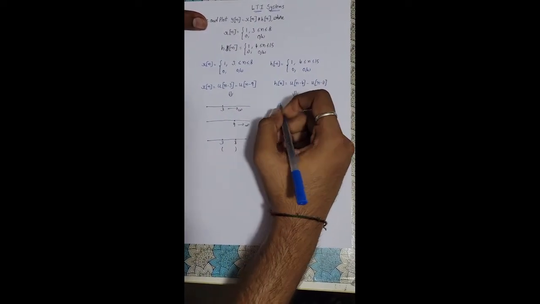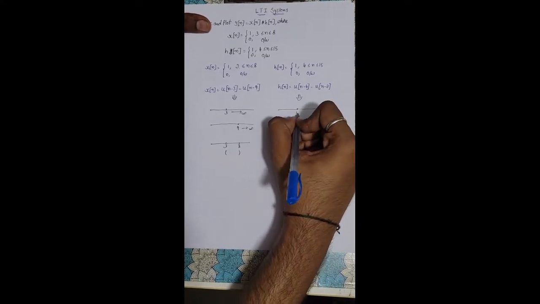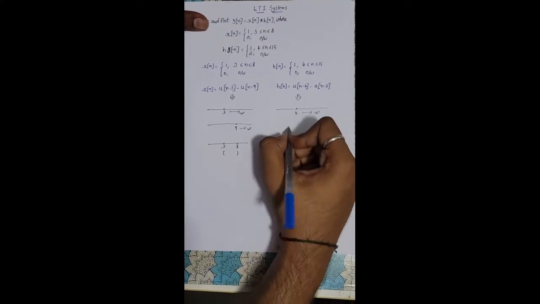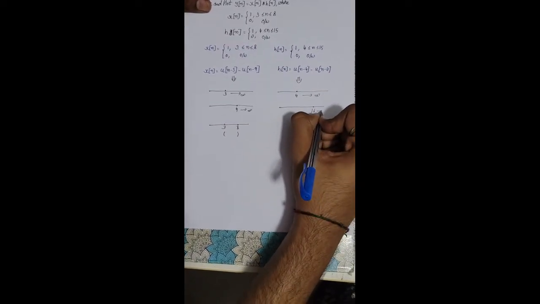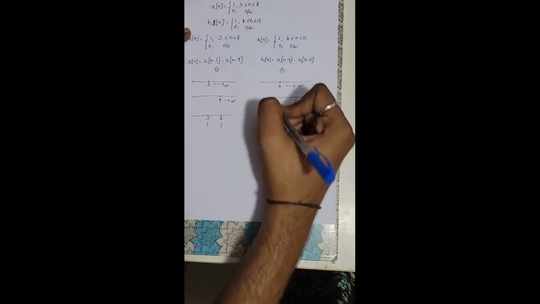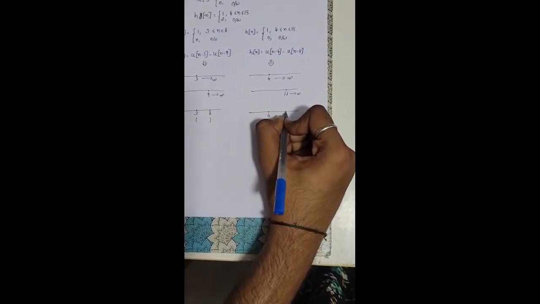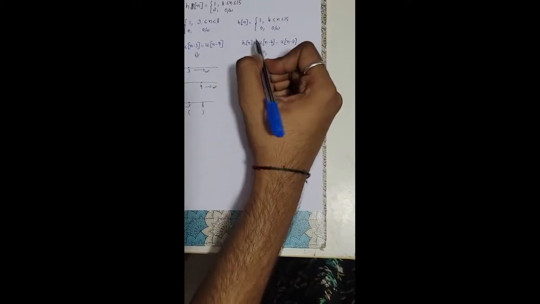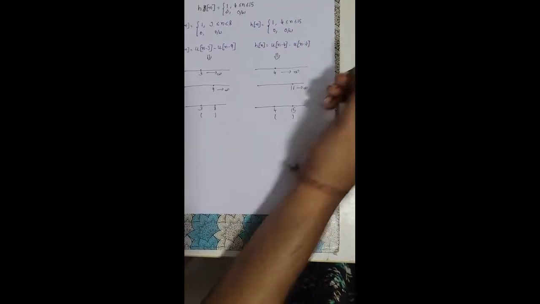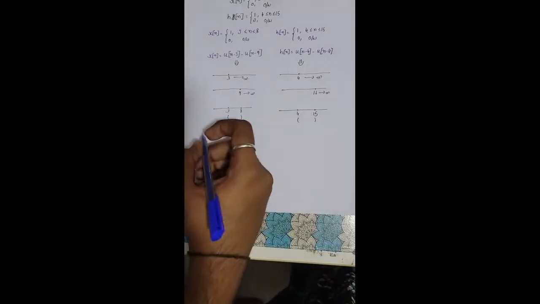Same like that for h of n, u of n minus 4 will come from 4 to infinity, and u of n minus 16 will come from 16 to infinity. When we subtract these two signals, we will get value from 4 to 15, where our h of n is from 4 to 15. Now by using the distributive property, we will solve this convolution.